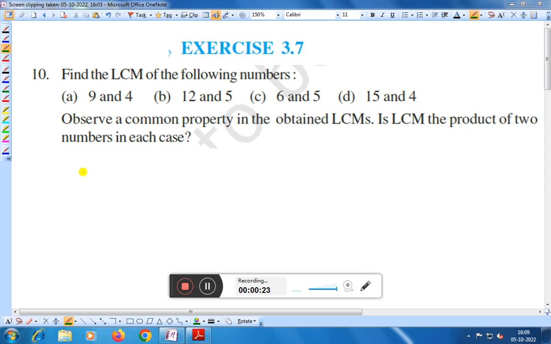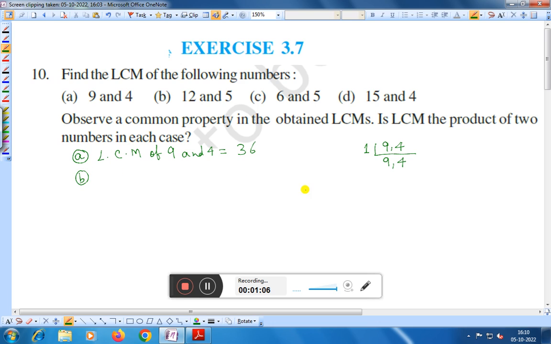Question number A. A is 9 and 4. Find the LCM of 9 and 4. 9 and 4 are such numbers that they are divisible by only 1, and by no other number. Therefore, we can say the LCM of 9 and 4 is equal to 4 into 9, that is 36.